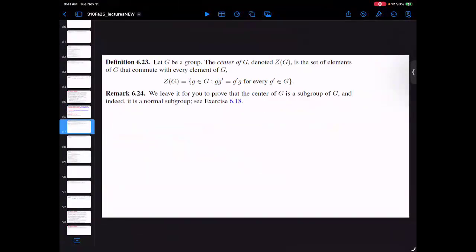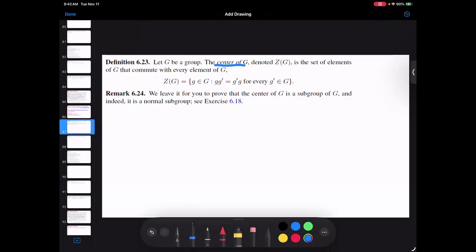Okay, so what I want to do is just go over some of the stuff we've seen a little bit in the last lecture or two, and then just put in some of the details. So G, as always, is going to be a group. I think we've talked about the center of G a couple of times. The center of G, denoted by Z, is the set of all elements of G that commute with every element of G. So g'g equals gg' for every g'.